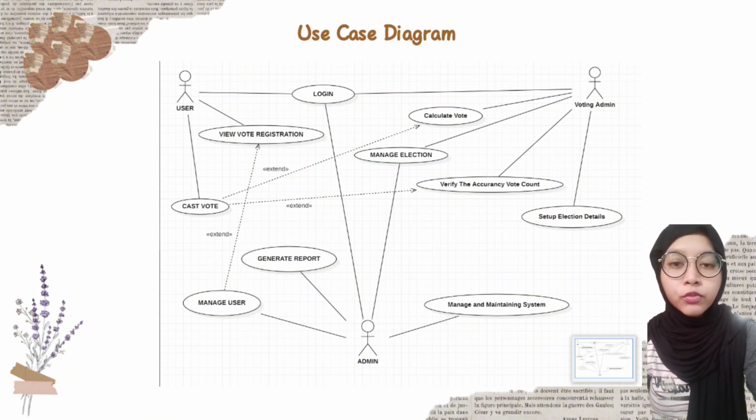View vote registration. The voter's personal information that they enter before registration will be visible. Manage user. This is the process in charge of overseeing every aspect of your election, including nomination, campaigns, polls, and result simulation.